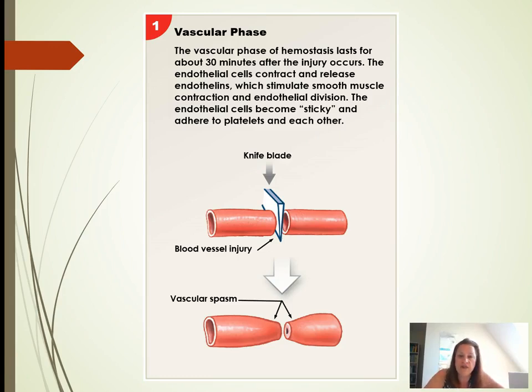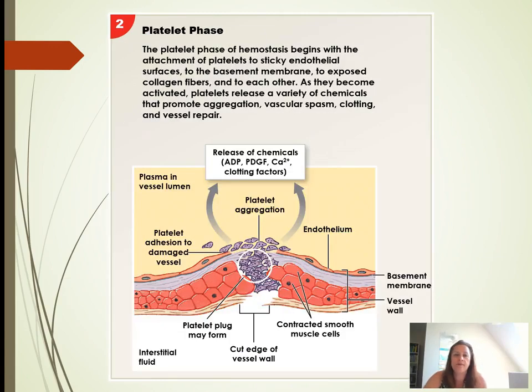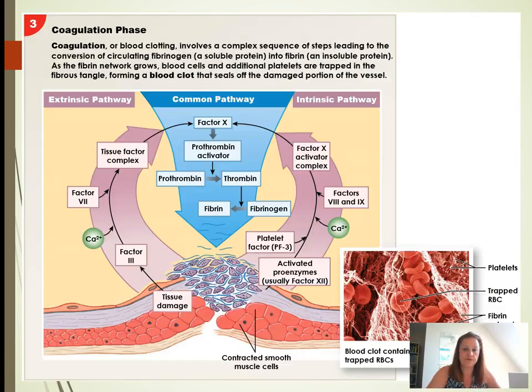Right? So the vascular phase, which is when the spasm happens, right? The endothelial cells become sticky, the platelets adhere to one another. Right here comes the platelet phase, right? The platelets are going to kind of make that bridge between the two broken pieces. ADP, PDGF, calcium, clotting factors, all of those things are sort of allowing all the platelets to aggressively come and make a nice sort of plug there.